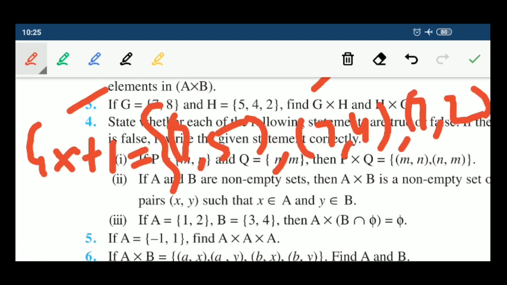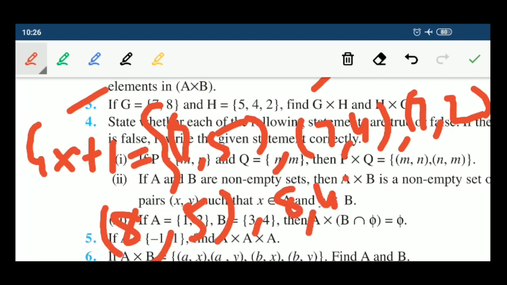So now you will take the second element of G, that is 8, 5, and 8, 4, and next is 8, 2. So this is the Cartesian product of G into H. In the same way, you will find the value of H into G. And remember students, the Cartesian product of G into H is not equal to H into G.